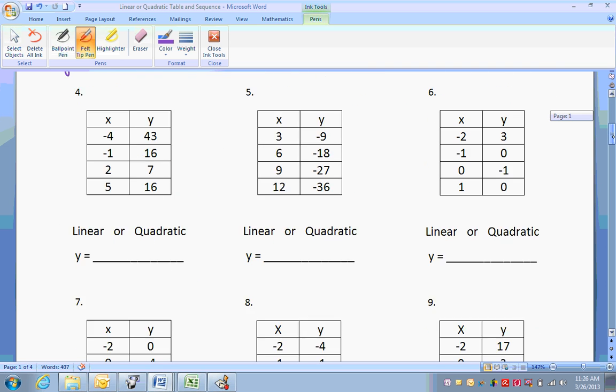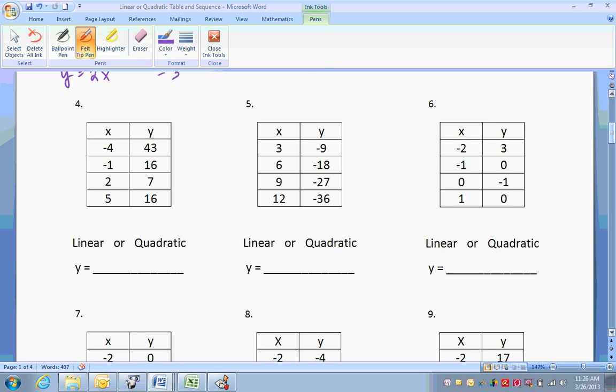Problem number 5. And let's look and see if we can determine if it's linear or quadratic. Well, our x values are consistently increasing by adding 3. To get from 3 to 6, we add 3. To get from 6 to 9, we add 3. And to get from 9 to 12, we add 3.